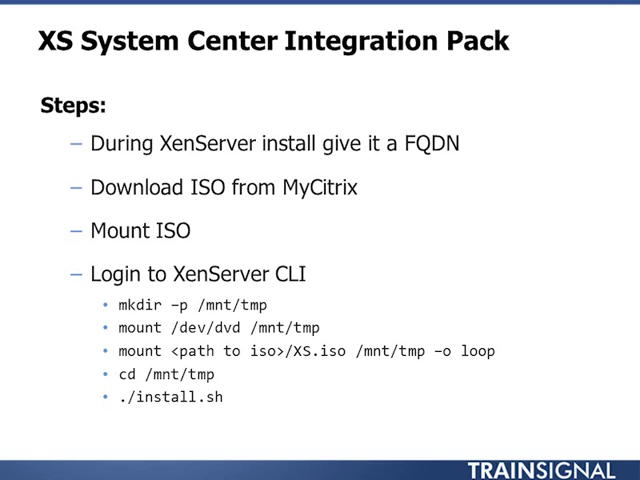Once that's done, either way that you've done it, I want you to do a cd forward slash mount forward slash tmp, and you can do an ls to see the contents of that directory, but essentially I want you to issue the command dot forward slash install dot sh, which is going to start the installation of the integration pack. I'm going to assume that you've done that and that's gone successfully.